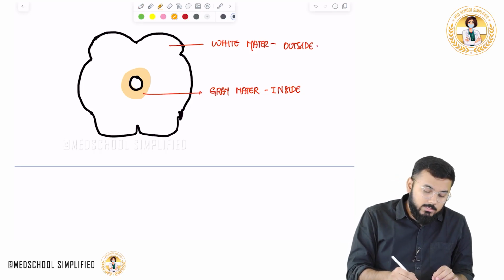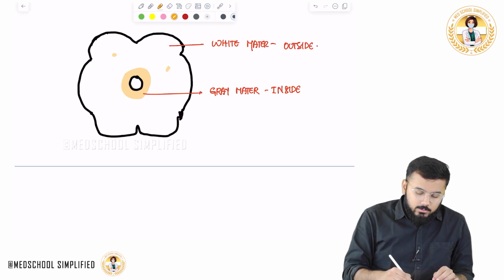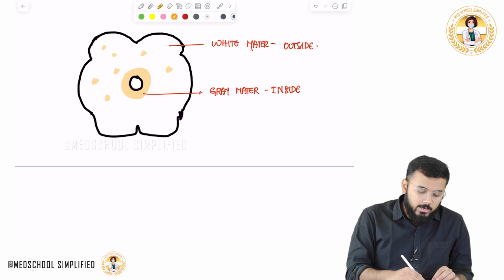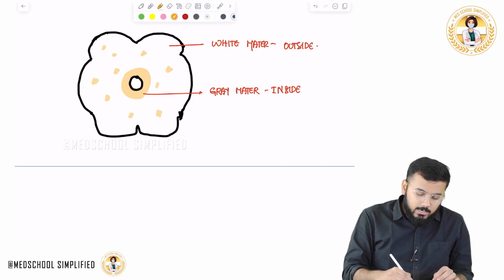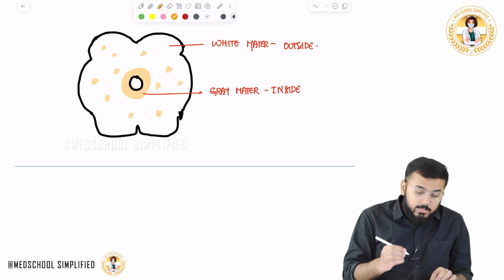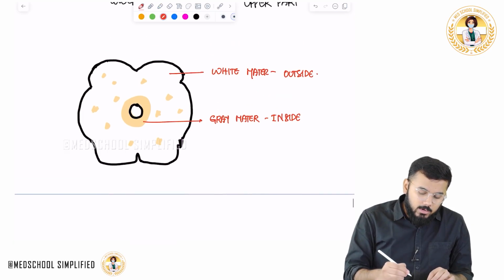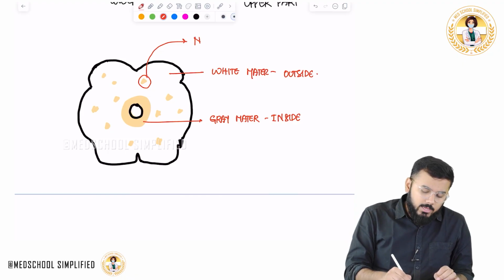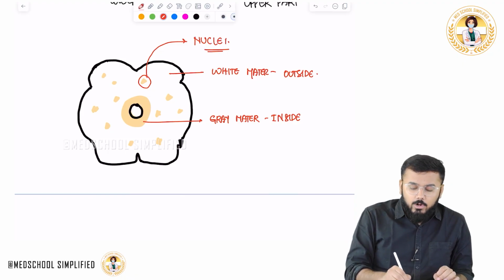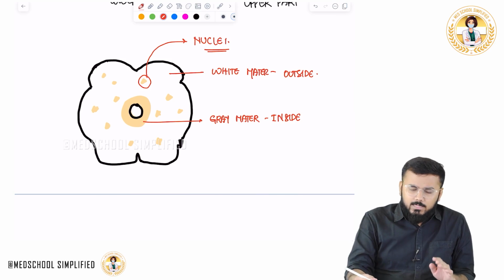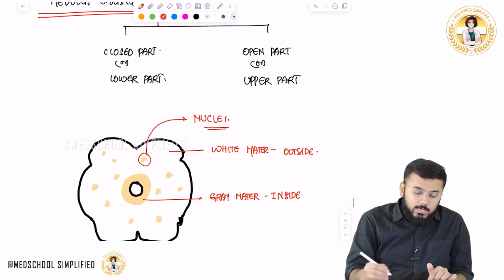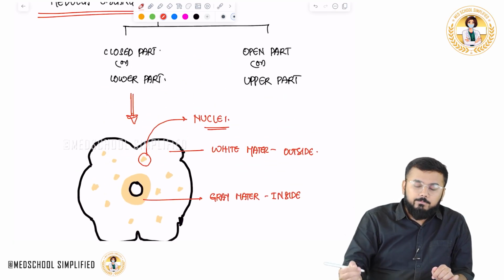And the next important thing is that there are pieces of gray matter. Where are these pieces of gray matter located? You see pieces of gray matter located in the white matter over here. These pieces of gray matter which are located in the white matter like this are nothing but your nuclei. Again the same important thing. What nuclei? Cranial nerve nuclei. This is also called the cranial nerve nuclei. Okay. So this is the arrangement which you see in the closed part.